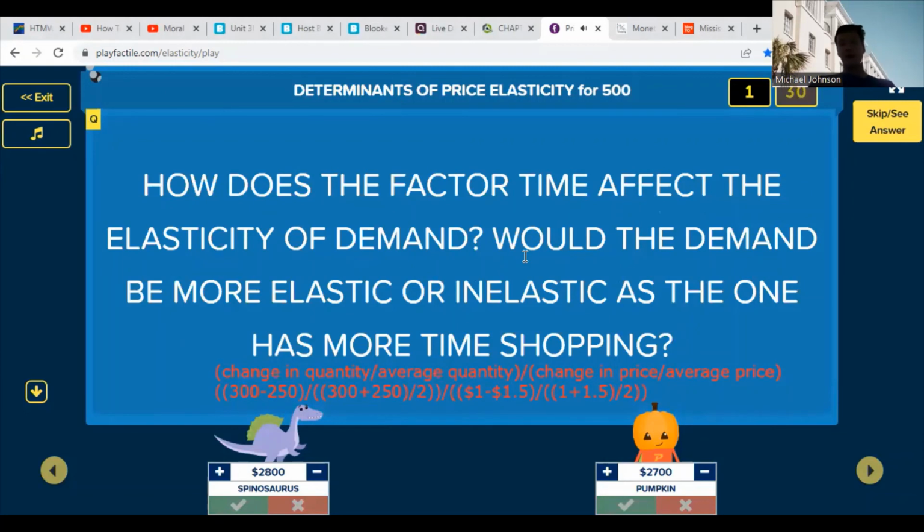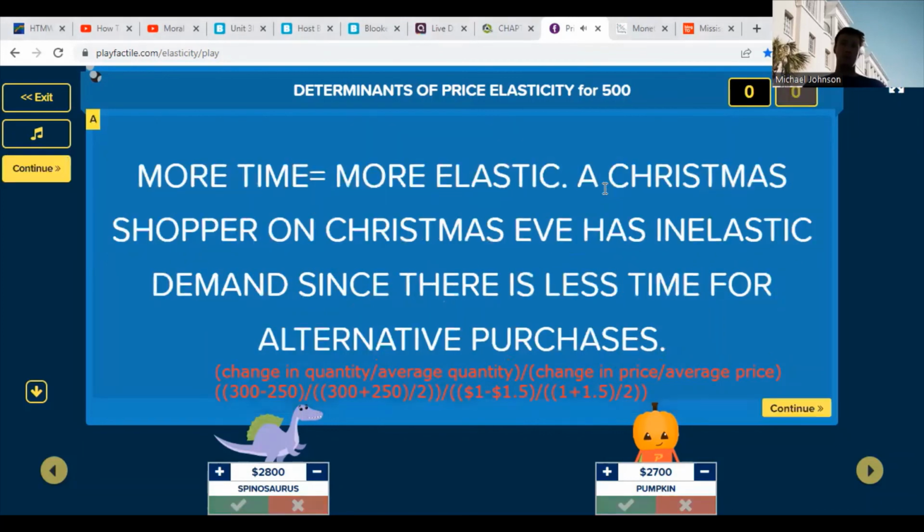How does the factor time affect the elasticity of demand? Would the demand be more elastic or inelastic as one has more time for shopping? So more time equals more elastic. A Christmas shopper on Christmas Eve has an inelastic demand since there's less time for alternative purchases.